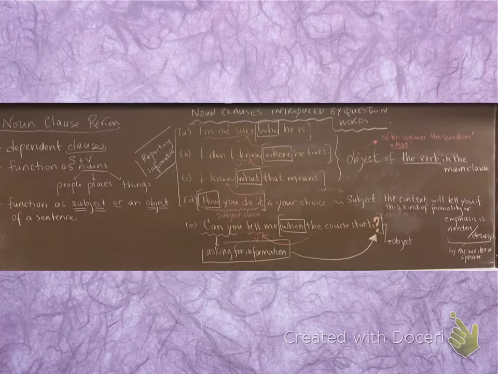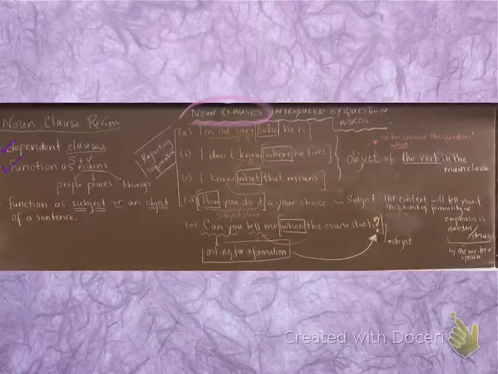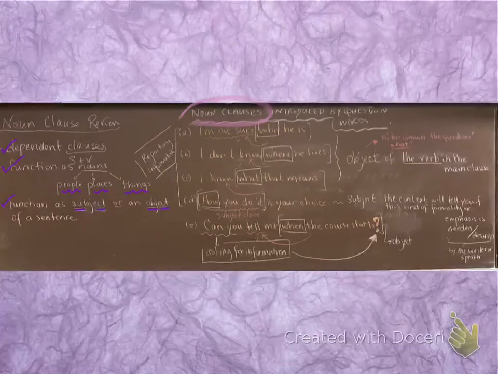All right, so this is a quick review of noun clauses. Okay, so we started in class today talking about what noun clauses are. We recognize that they are dependent clauses, that they function as nouns, and these nouns could be people, places, or things, and that they can function as the subject in a sentence, or they can function as an object in a sentence. Okay, so knowing what either of those places are for the noun clauses is important.